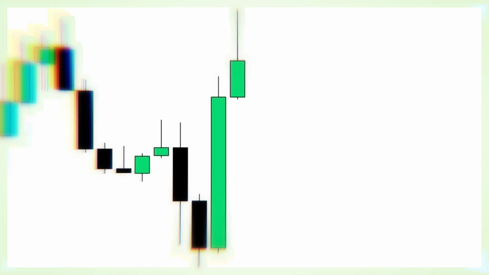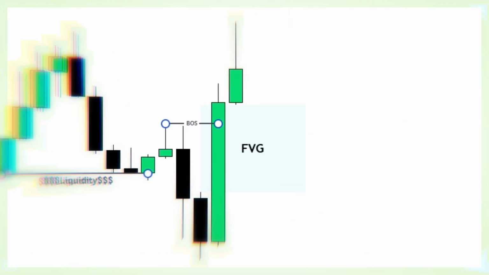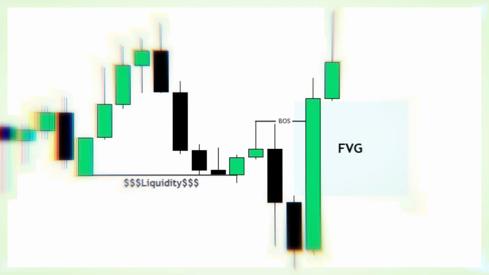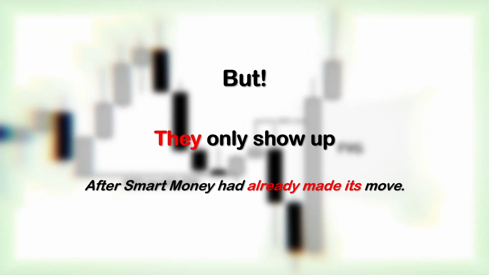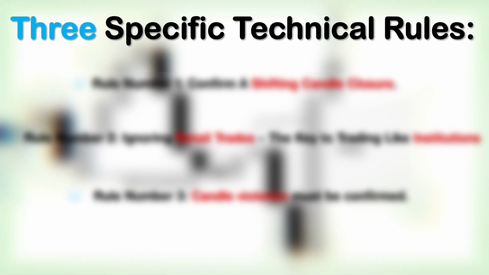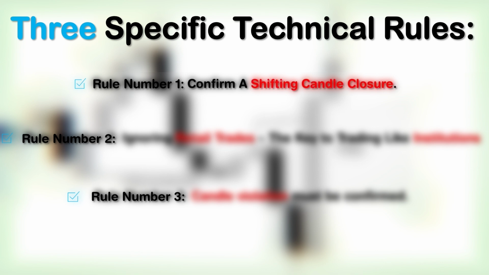When you face a drastic move with a fair value gap, a break of structure started with a liquidity grab, leading to the idea of this candle as a potential order block entry. But they only show up after smart money has already made its move. Instead, I use 3 specific technical rules based on the visible footsteps of major market players, including shifting candle closure. The first true signal that smart money is preparing to make a move before it actually does.